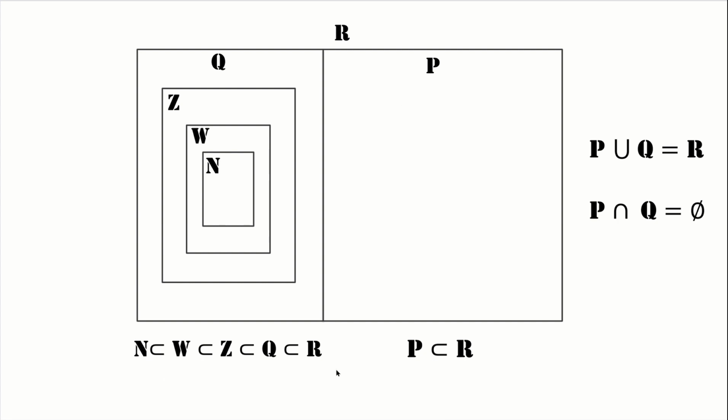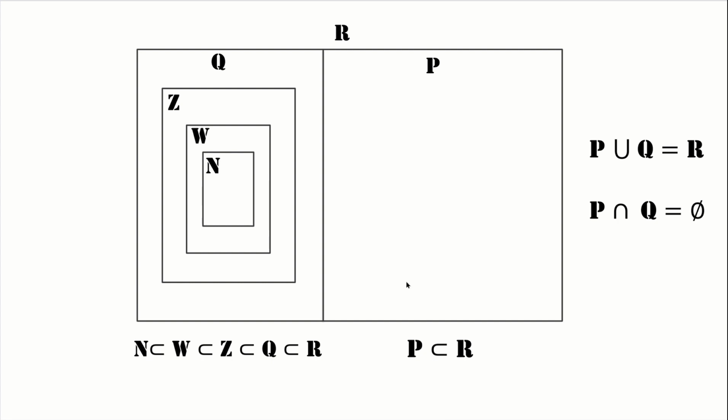Now we have this nested relationship of sets, which can also be put in this manner using subset notation. Notice these are proper subset notations. The set of natural numbers is a proper subset of the set of whole numbers, which in turn is a proper subset of the set of integers, which in turn is a proper subset of the set of rational numbers, and finally that is a subset of the set of real numbers.